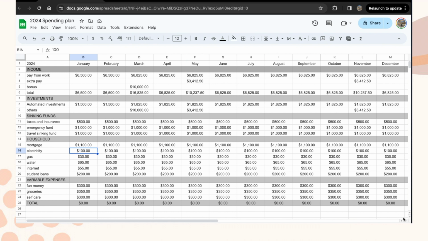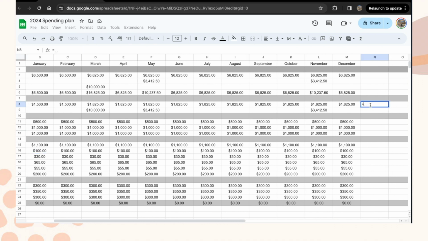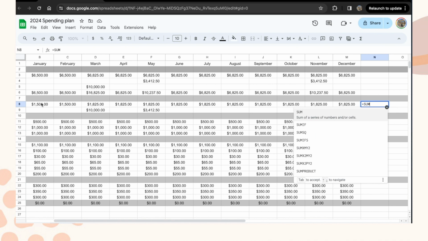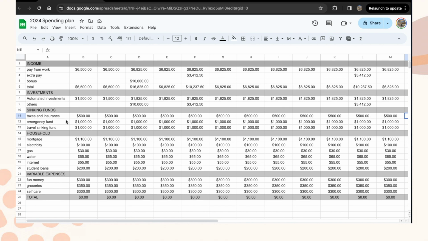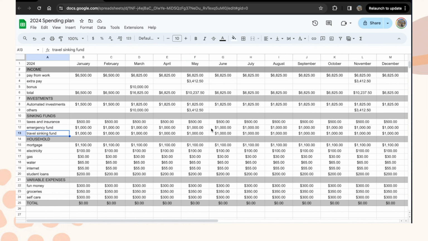If you want to look at what your investments totals, for example, will be for the year, you can add up all of the investments in this section. For me, the total investments for the year will be a little bit over $38,000. And looking across the spreadsheet, I will add $12,000 into my emergency fund and $12,000 into my sinking fund. Now, I will be taking trips throughout the year, so this will be consumed. I don't expect to have the $12,000 at the end of the year. This is just my strategy for setting money aside for travel.